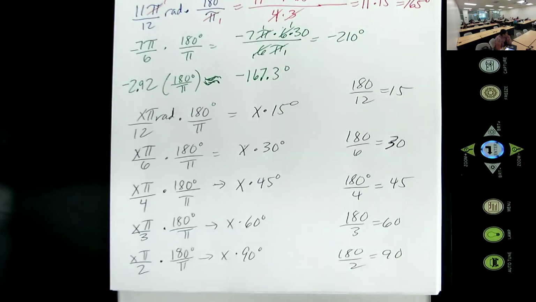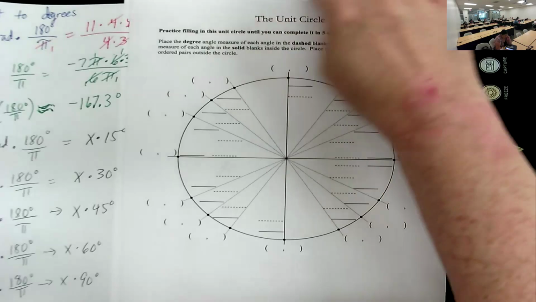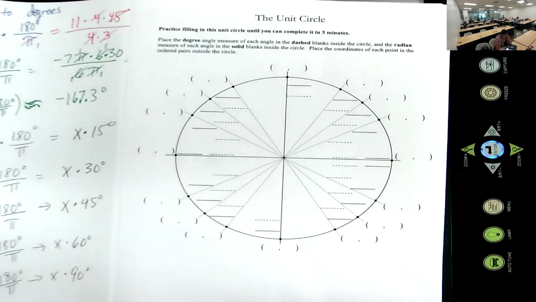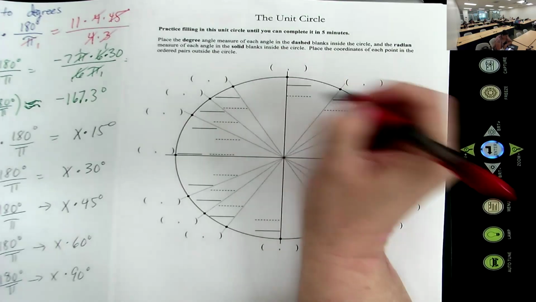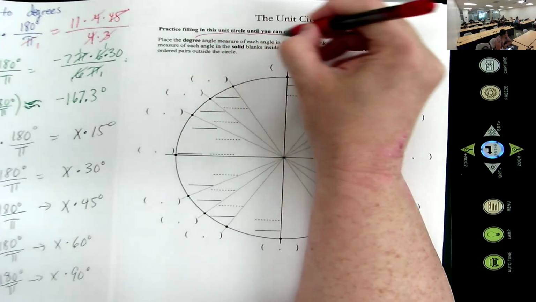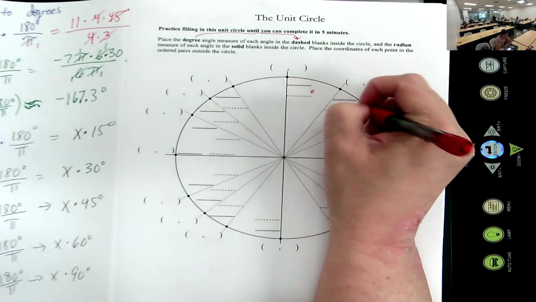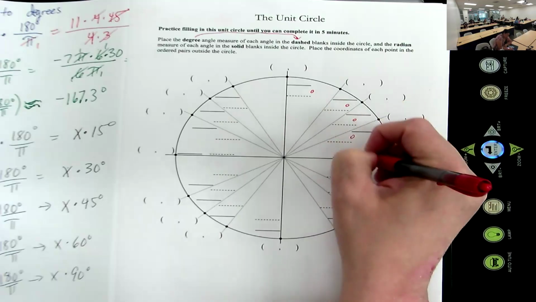Any questions so far? All right. We're going to use that right now to fill in this part of this sketch. We're going to do the dotted lines. Let's see what it says. It says place the degrees on the dashed and the radians on the solid. So we'll do degrees on these, the dashed lines right there.